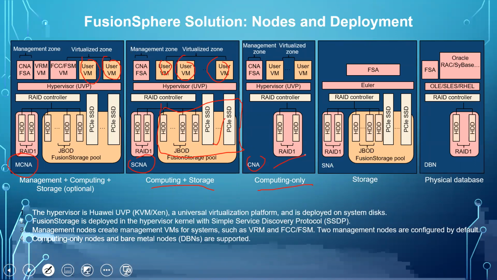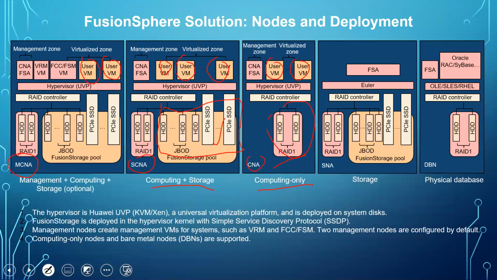So you need to install only the hypervisor. Hypervisor will be installed on these 2 disks, and no need to add other disks because this will act only as a CNA. So user VMs will be deployed in this CNA. So this will be used only for compute purpose. And then we have the SNA node as well. This SNA node will work as a storage node only. So it must have the disks available, because these will be integrated together for distributed storage.